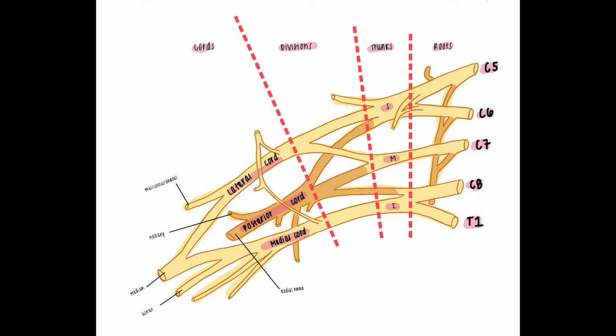The cords then branch off into terminal branches, and these are the musculocutaneous nerve, the axillary nerve, the median nerve, the ulnar nerve, and the radial nerve.